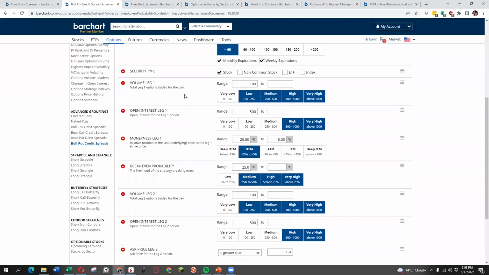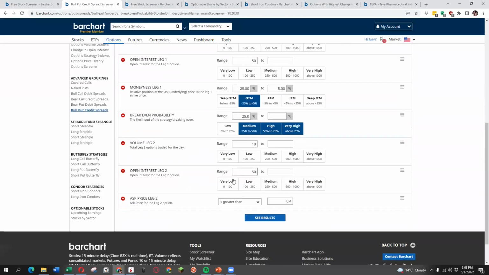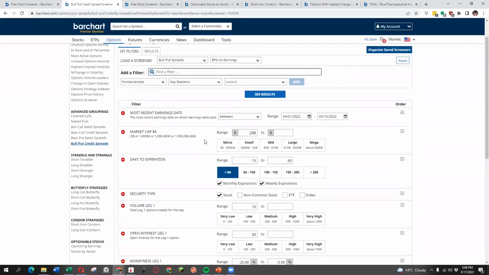And then we've got some volume and open interest filters, again, just to make sure we're looking at the most liquid options. I sometimes have to drop this down a little bit. I'm not as concerned about volume and open interest on particular stocks. I know if I'm trading a large cap stock, the volume and open interest is going to be pretty good. Otherwise, pretty much just the defaults there.